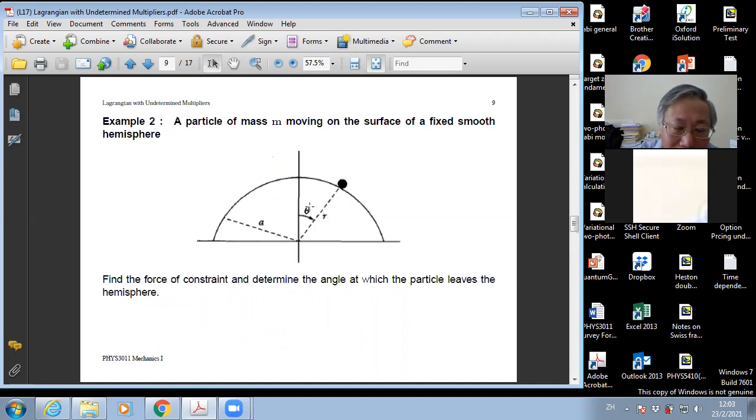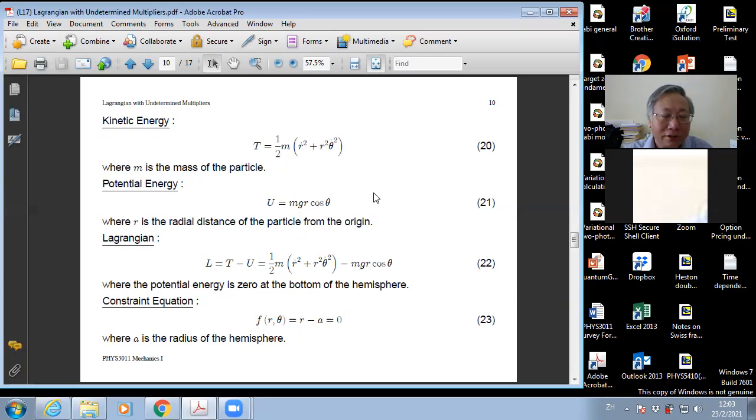mg cosine theta. You can see that when theta equals pi over 2, the energy is equal to 0. At the top of the hemisphere it is mg cosine 0, and has the largest potential energy. Lagrangian, L equals T minus U, the kinetic energy minus the potential energy. It's given in equation 22. Keep in mind that the potential energy is 0 at the bottom of the hemisphere.